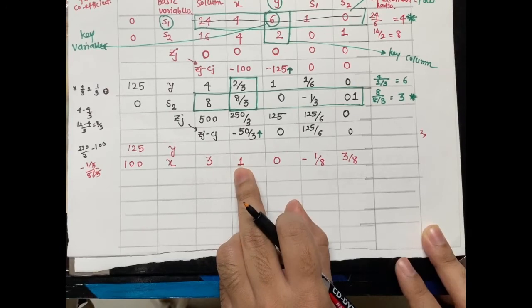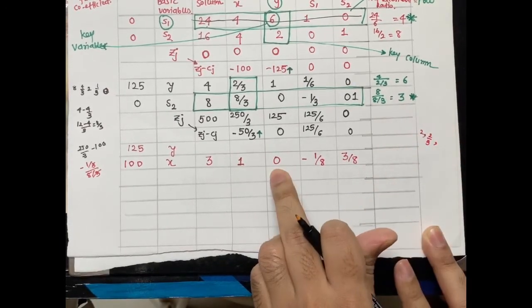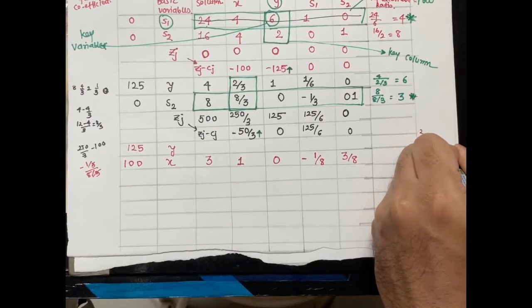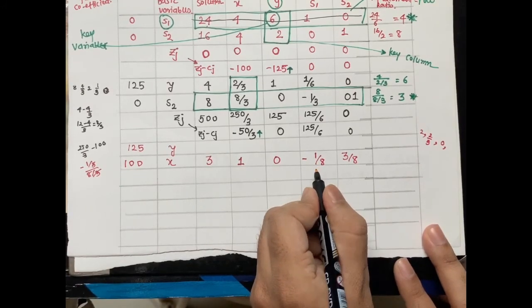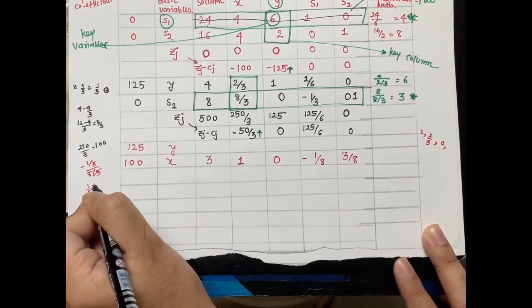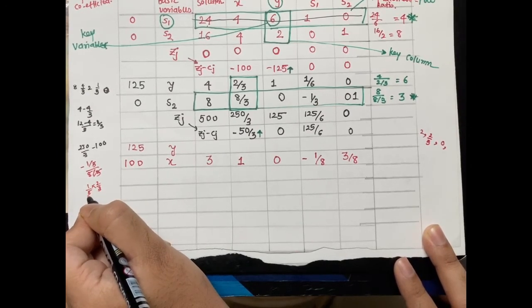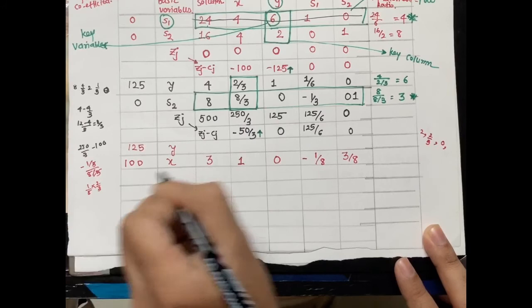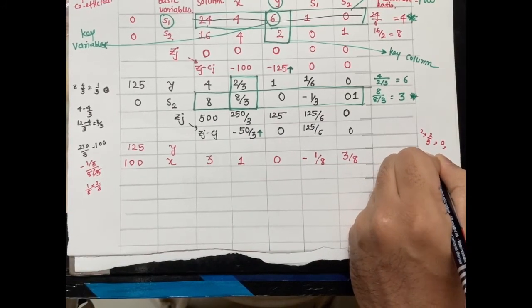Next, 1 is multiplied by 2 by 3, so I will get 2 by 3. 0 is multiplied by 2 by 3, so that becomes 0 itself. Minus 1 by 8 is multiplied by 2 by 3. So 1 by 8 multiplied by 2 by 3 gives me 2 4s are 8, so 4 3s are 12. So minus 1 by 12. I am getting minus 1 by 12 here.